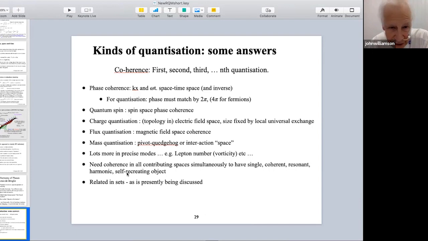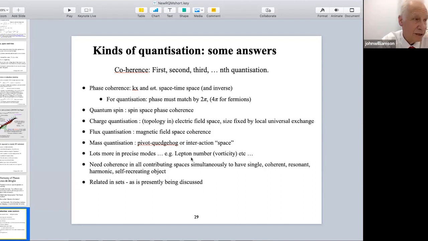Flux quantization is a magnetic field space coherence. So we've got a spin space coherence, a magnetic field space coherence. The electric field space coherence is with the whole universe because the electric field is huge. The magnetic field falls off very quickly. Spin field even more quickly. Spin field is limited by rotation horizon. Magnetic field goes as inverse cube. Electric field inverse square to the edge of the universe. So that means that subsequent shells have the same probability of interactions as each other, with this squared number of extra mass or extra charge in them. So there are lots more in precise modes.